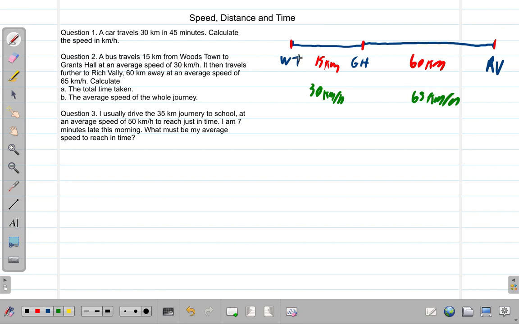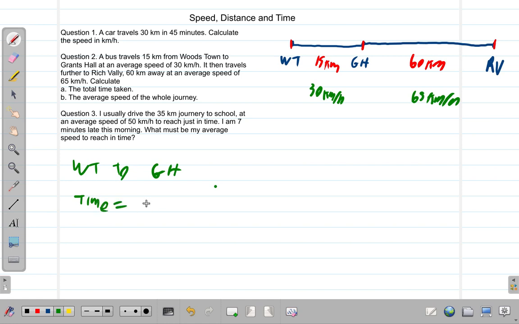All right, you have 15 kilometers at an average speed of 30 kilometers per hour. Then a further 60 kilometers at an average speed of 65 kilometers per hour. What is the total time taken? Let's see. First of all, from Woodstown to Grants Hall, the time, we want to know the time.